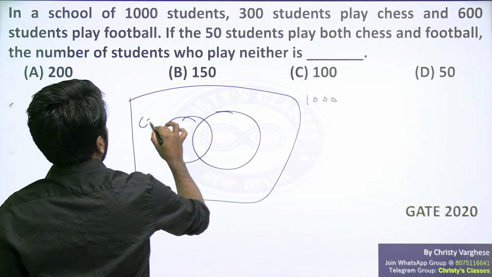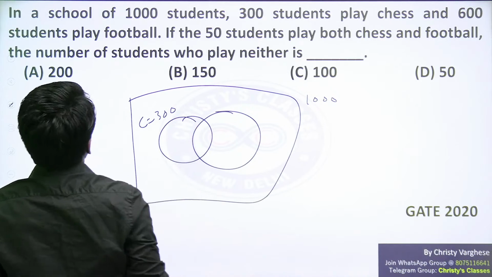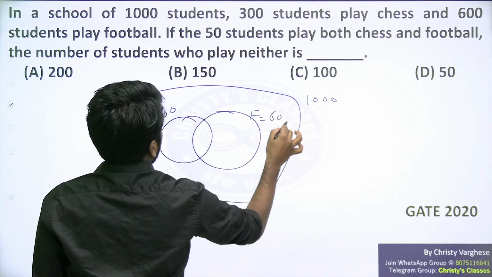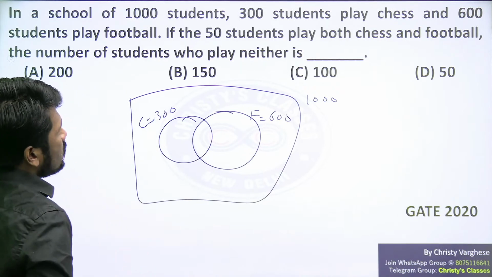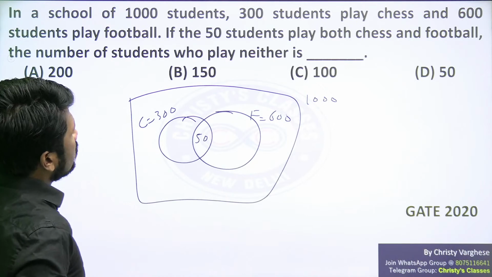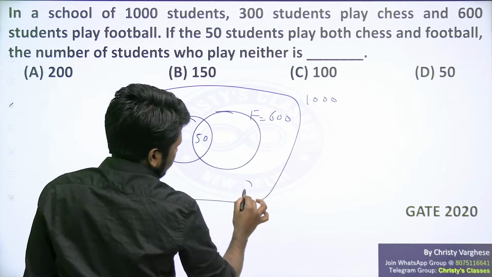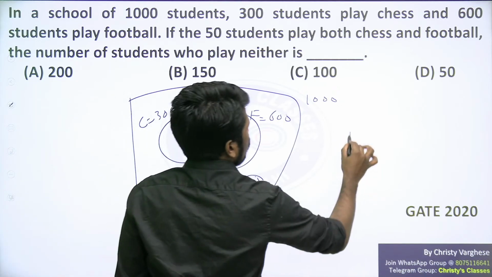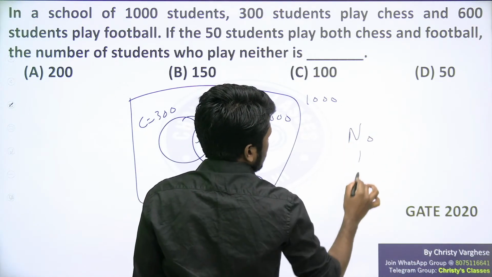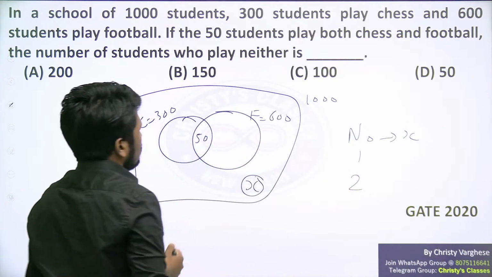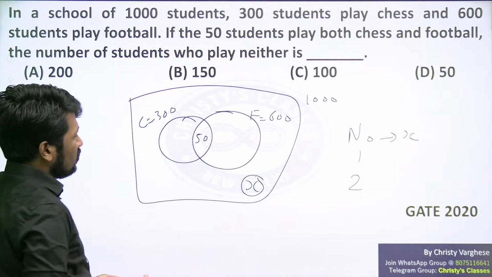Chess is played by 300 people. Football is played by 600 people. If 50 students play both chess and football, so this is 50. The number of students who play neither, so this is our required unknown X. That is no sport, one sport, two sports. We need the no-sport-playing people. So here everything is obvious.